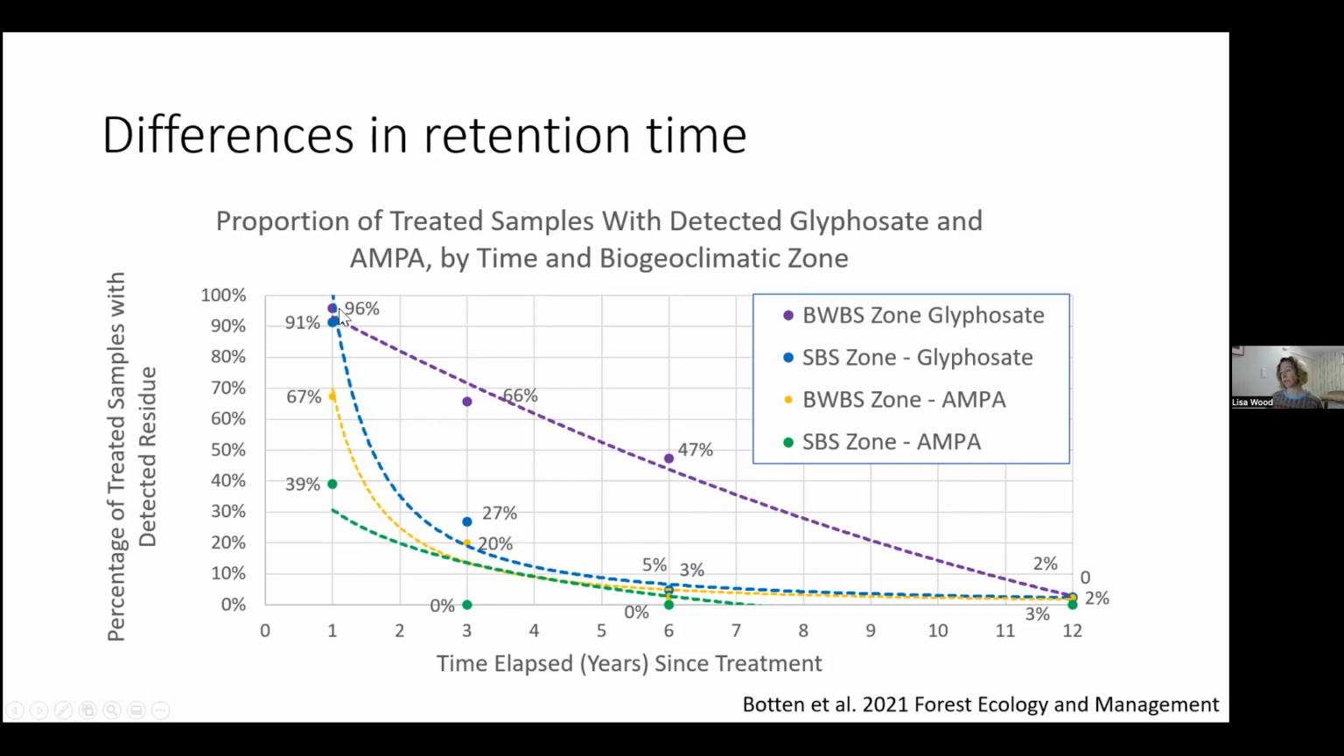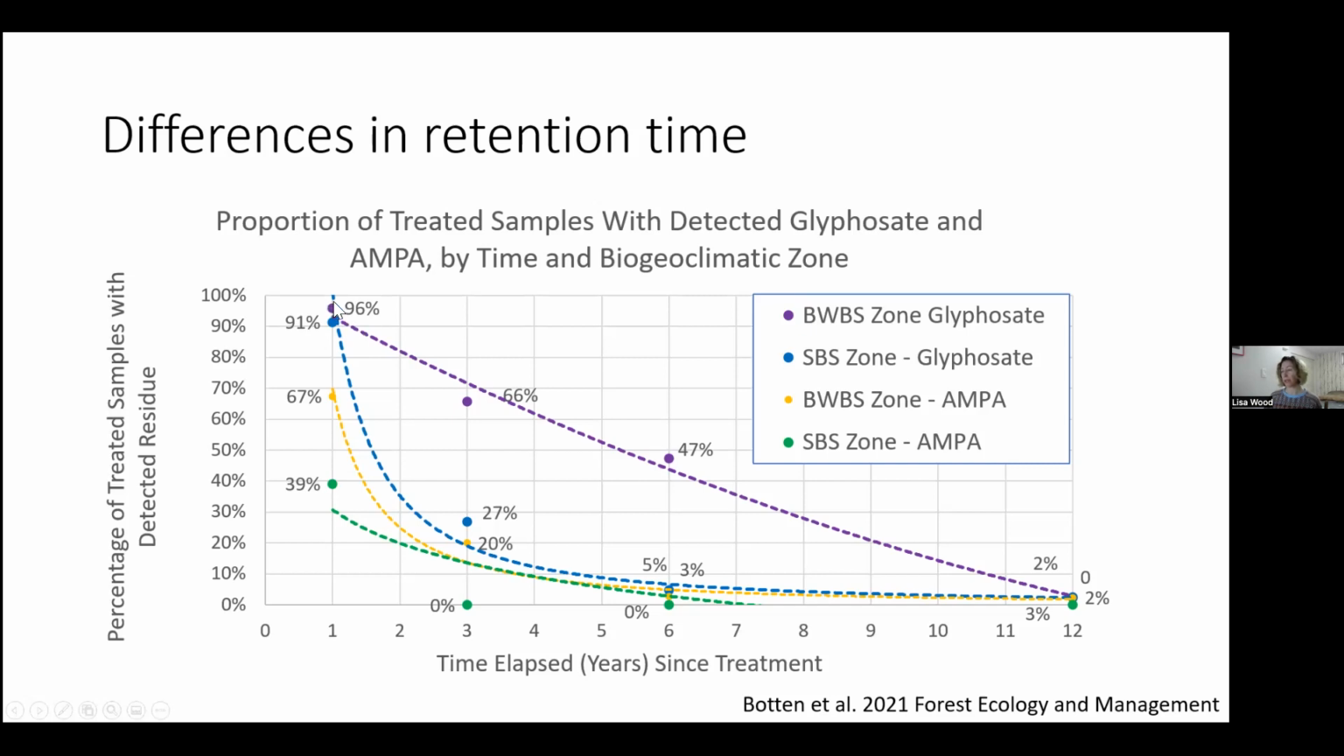So the number of samples and concentration of samples containing glyphosate after spray is higher for longer in the BWBS zone compared to the SBS zone. And these are our biogeoclimatic zones. So in our boreal white and black spruce biogeoclimatic zone, we see that 96% of samples 1 year after glyphosate applications contain glyphosate residue. And they actually contain low concentrations in terms of government regulation, but it's higher concentrations than we kind of expect to be there a whole year after.